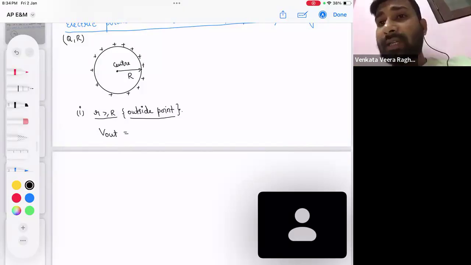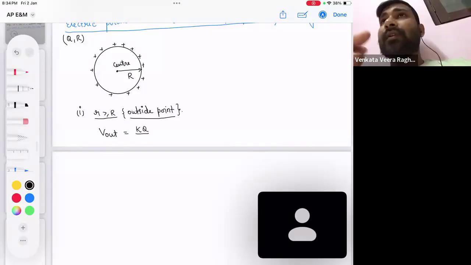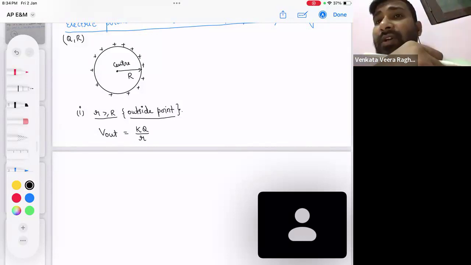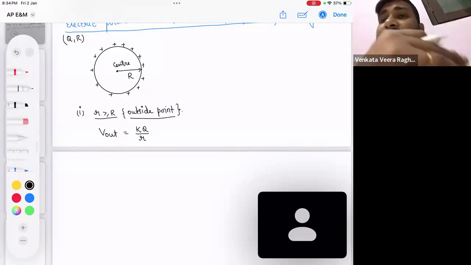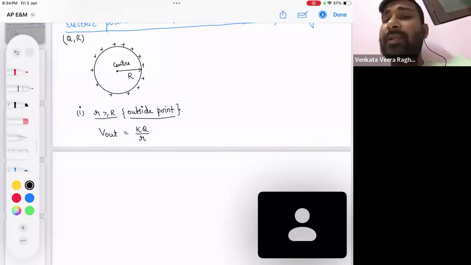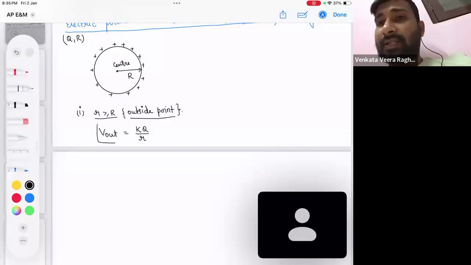For an outside point, how does the charge distribution look? It looks like a point charge placed at the center of the sphere. So for an outside point there is no problem. It will behave as if the entire charge is accumulated at the center. The potential outside will be just kQ by r. Is that clear?